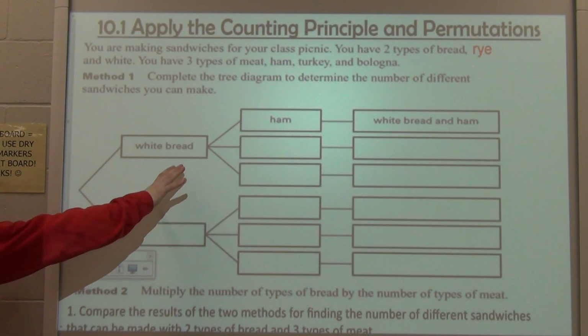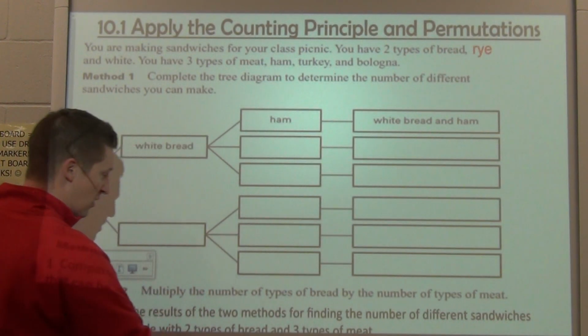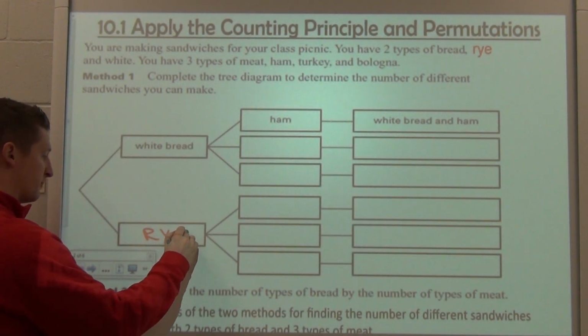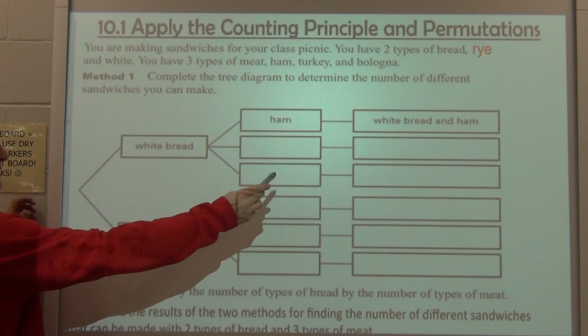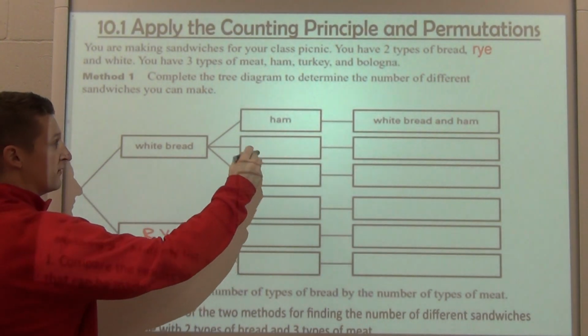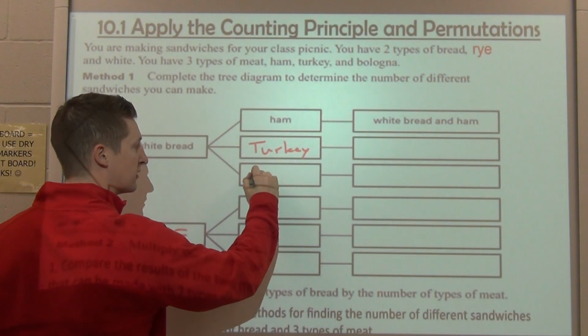So the first box in our tree diagram has been filled out. It says white bread. I'm going to go ahead and put rye in the other box. Now, after we figure out which kind of bread we're going to eat, we get to choose from a couple of different kinds of meat. So one of the boxes is already filled in with ham. I'm going to go ahead and fill in the next one with turkey and the next one with bologna.